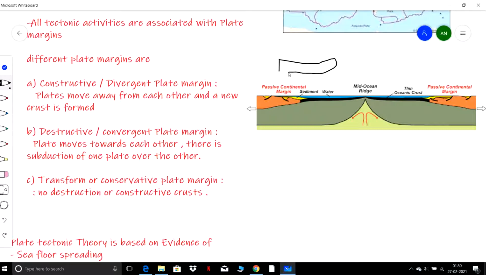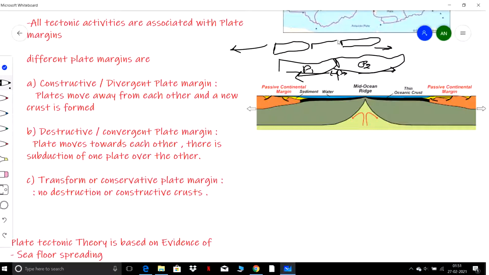The constructive plate margin: suppose there are two plates like this, plate 2 and plate 1. In a constructive plate margin, these plates move away from each other because of rising magma which pushes the plates away from each other. So these plates drift apart. When these plates drift apart, the magma comes up and a new basaltic layer is deposited here. A new crustal platform will be formed, and hence it is called constructive.